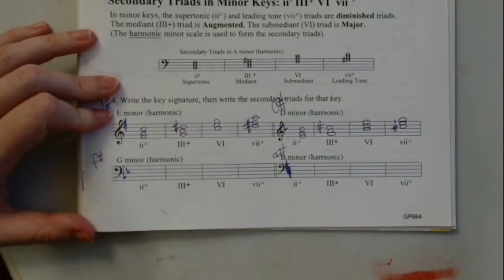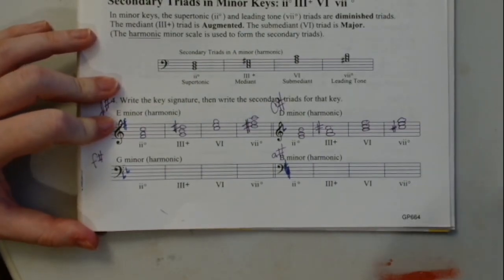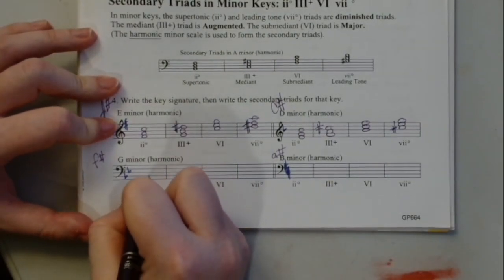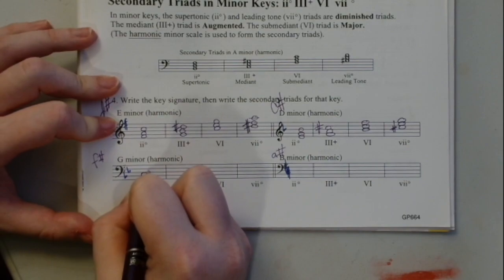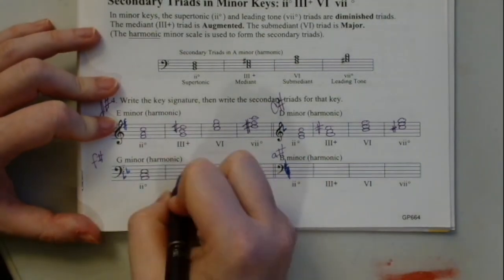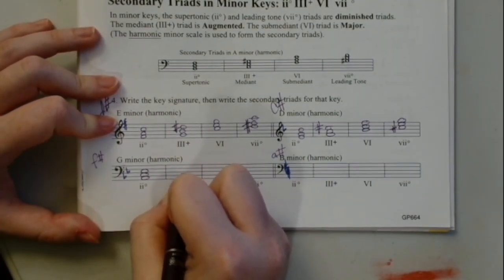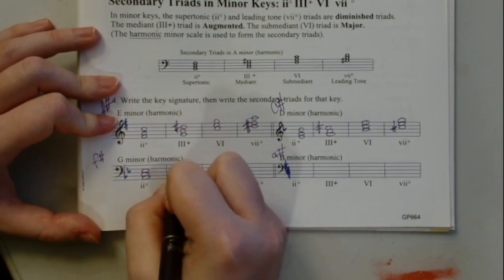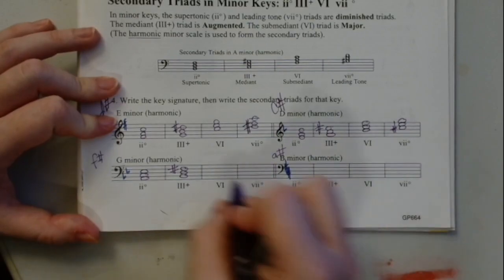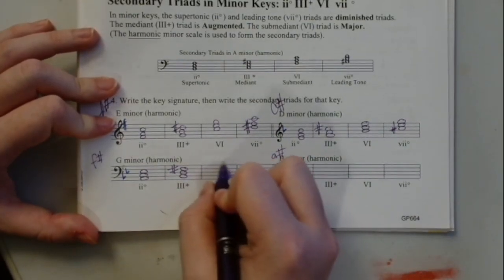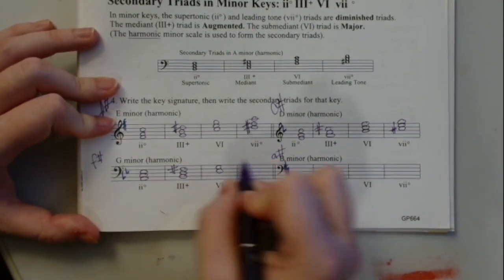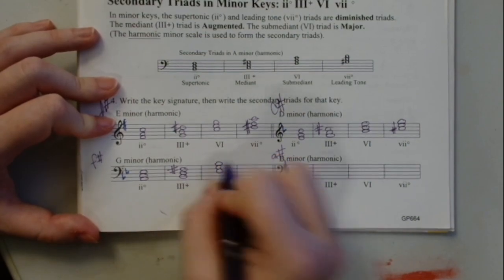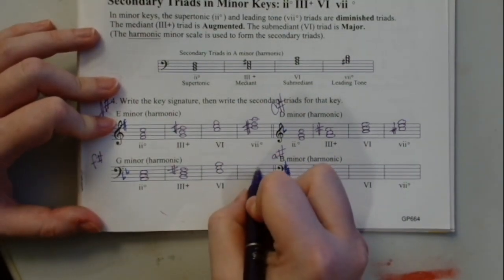Okay, 2 more keys to go. For G minor, 2nd scale degree is A, C, E flat. Your 3rd scale degree is B flat, D, F sharp. Your 6th scale degree is E flat, G, B flat. And your 7th is F sharp.